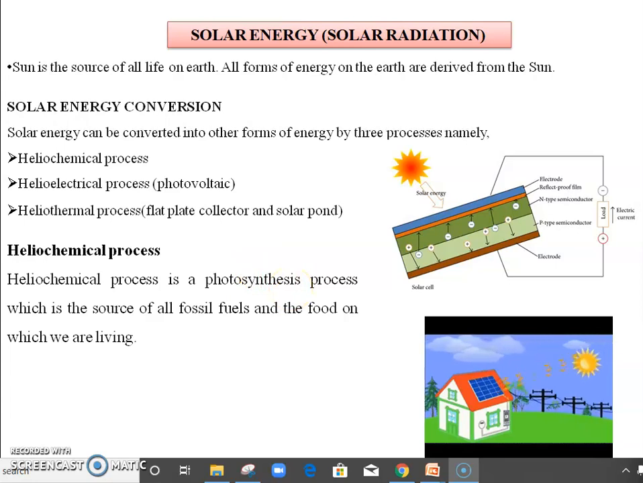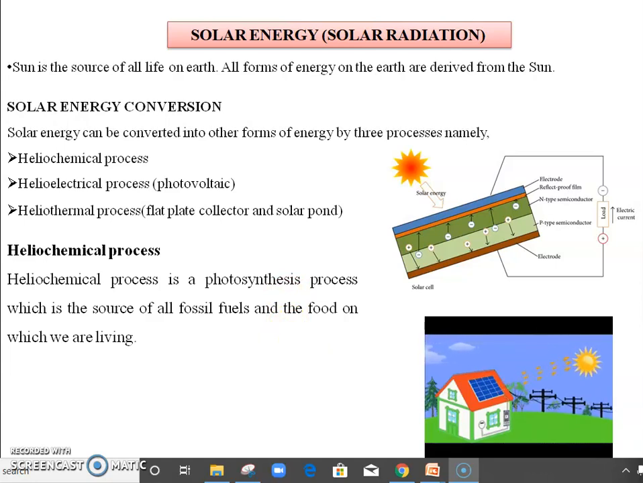The heliochemical process is the photosynthesis process, which is the source of all fossil fuels and the food on which we are living. With the help of photosynthesis, direct solar energy is stored in the plants. Photosynthesis is a complex biochemical reaction in which plants use solar energy to produce cellulose as well as oxygen.